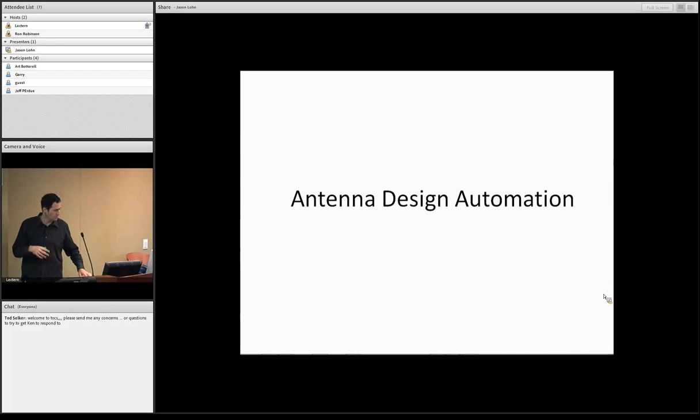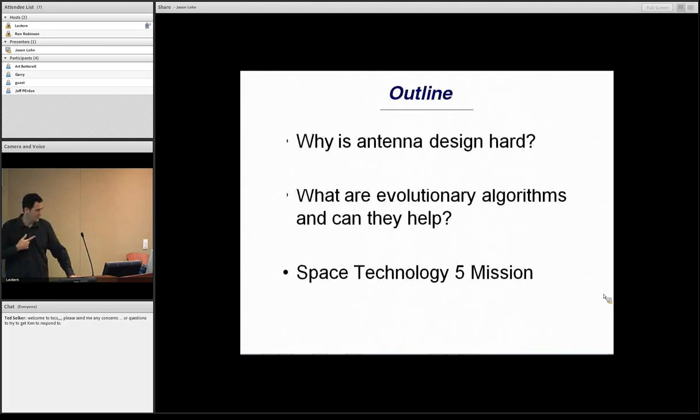So let's talk about antenna design automation. Why is antenna design hard? Can these things called evolutionary algorithms help? And I'll mention a mission that I worked on.